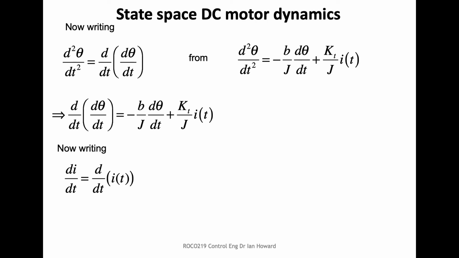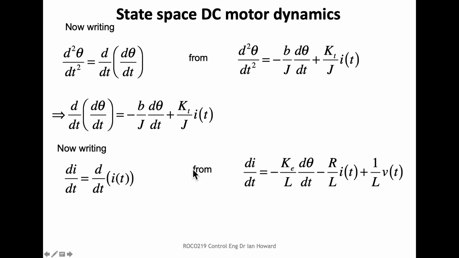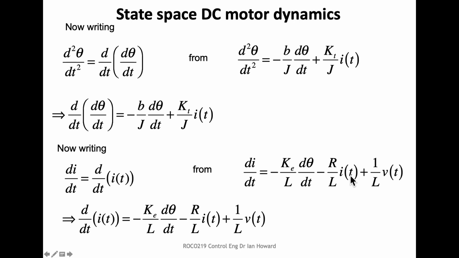And we know also that di dt is the differential of the current. And we've already got that equation from before. So we've got the two equations now. We can now rewrite this equation in terms of d dt of I of t.